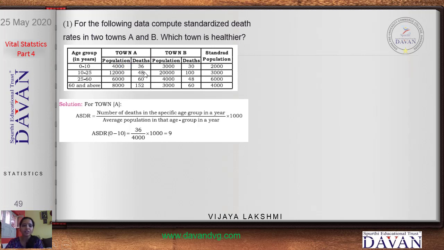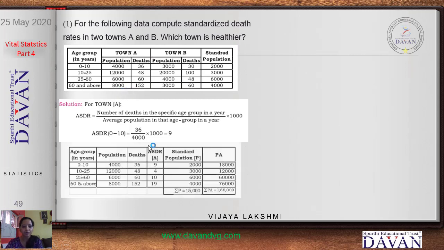Similarly, 48 divided by 12,000 into 1000. 60 divided by 6,000 into 1000. 152 divided by 8,000 into 1000. So find the values of all that and put it in the table just like this. So age group is copied, the population of town A is copied, deaths of town A are copied, and you have found the ASDR using this above formula. And next, this is the standard population. This standard population column must also be copied. This is nothing but the value of P. Okay, the standard population is nothing but the value of capital P.